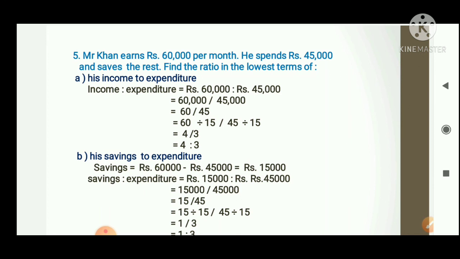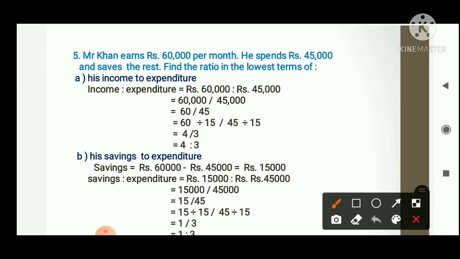Now see student, first we have to find the ratio of his income to expenditure. Now here Mr. Khan earns. Earn means his income. How much is it? 60,000 rupees. And he spends. Spend means his expenditure. So expenditure is 45,000 rupees. So income to expenditure, its ratio is 60,000 rupees to 45,000.